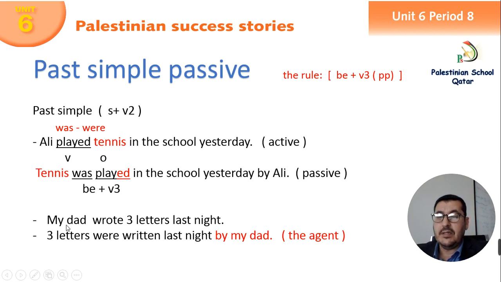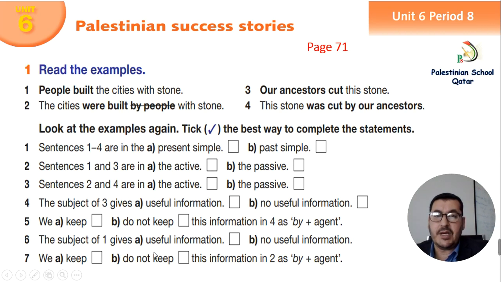Another example: my dad wrote 3 letters last night. At the beginning, underline the verb. Where is the verb? Wrote. So wrote what? Wrote 3 letters. So we put the 3 letters at the beginning of the sentence. We say 3 letters were written last night by my dad. Good. Now let's come to our lesson, page 71.